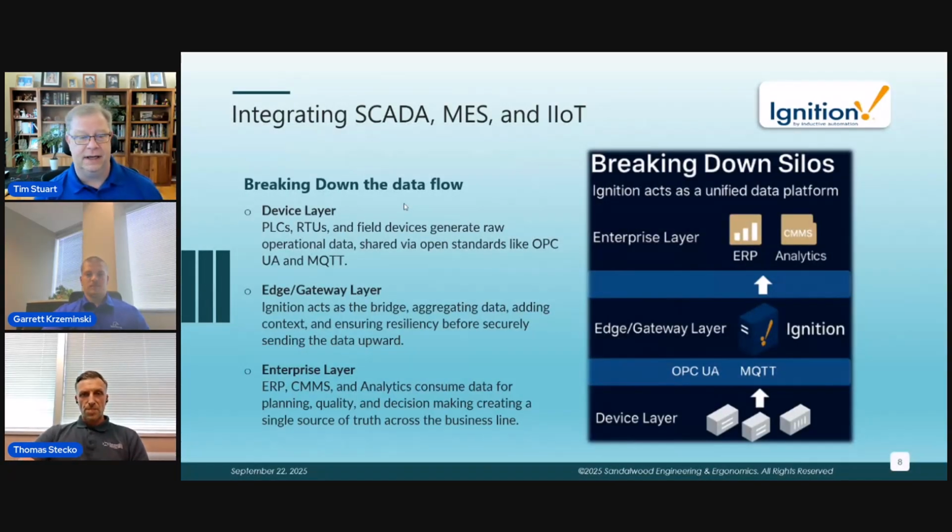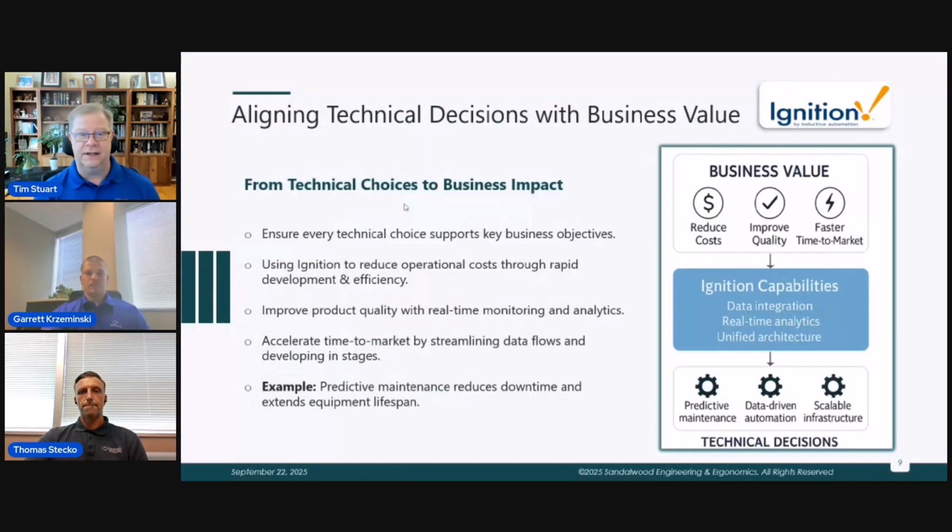Speaking of money, another big topic for us to look at is how do we align all of this technical decision making with the business value? Because again, that's ultimately where we're trying to go with this. Yeah, so every technical decision must serve a business goal, right? It's not just about what's possible, but what's profitable, right? So here we want to reduce costs, improve quality, accelerate time to market.